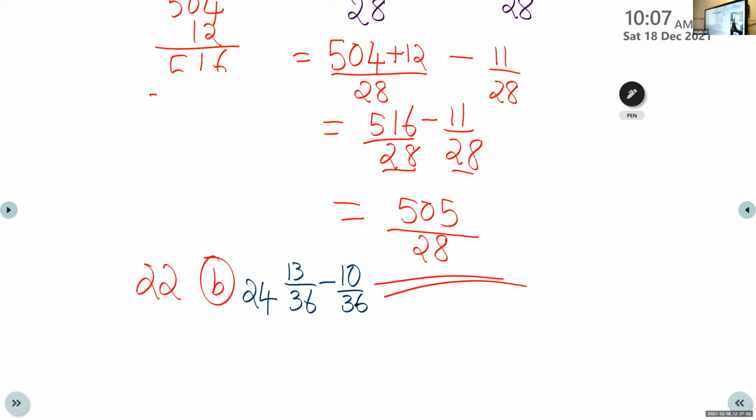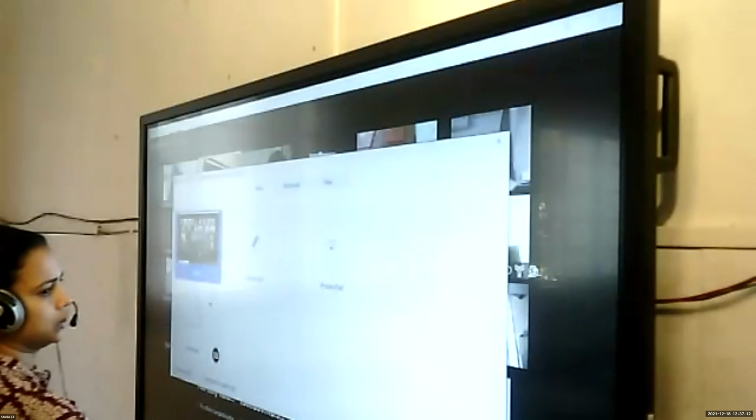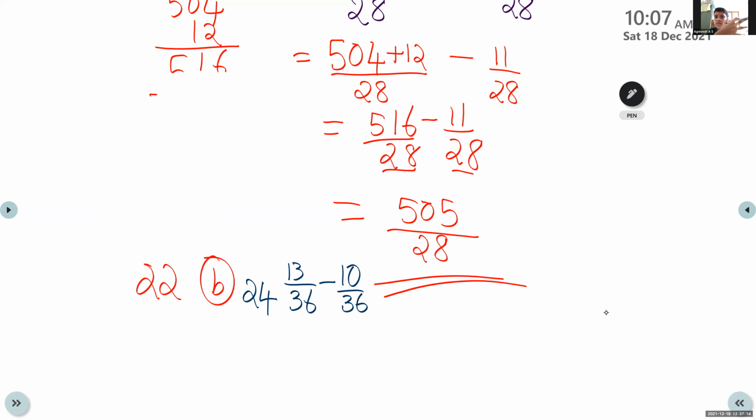Ma'am, what you're writing on the board is getting stuck. No, ma'am, it may be with your network. I have written only the question. No need to write the question, you can continue with your answer. You have to convert 24 and 13 by 36 first into an improper fraction, then subtract 10 by 36 from that. Do it fast. Last question of this chapter.